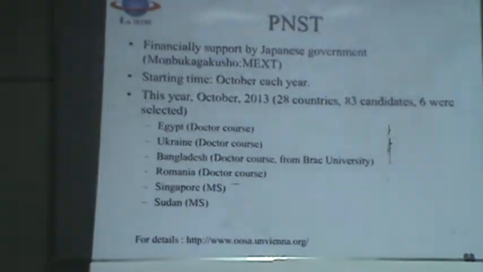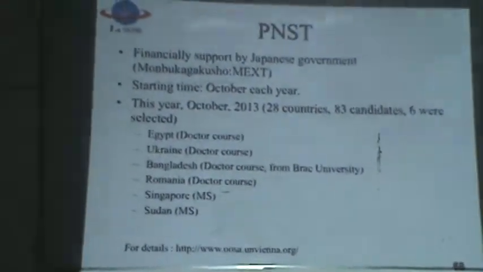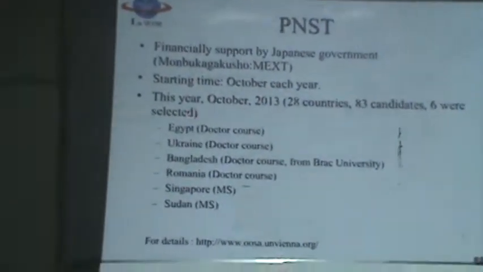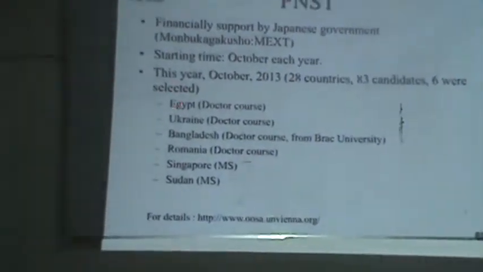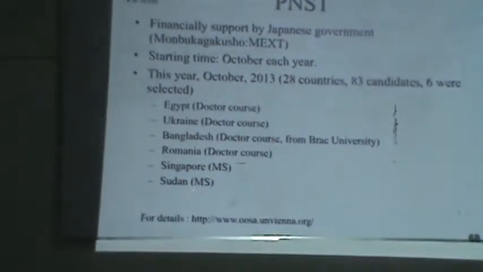And this year, students from 28 countries, a total of 83 candidates, applied, and 6 have been selected. One each from Egypt, Ukraine, Bangladesh, Romania, Singapore, and Sudan.